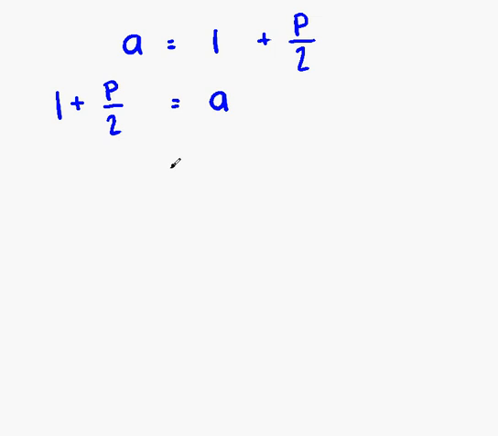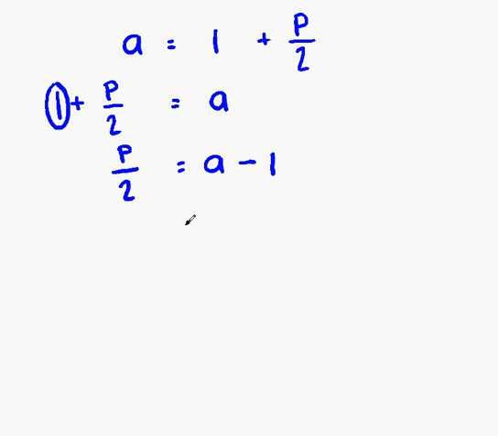The simplest thing to do next is to move the 1. 1 on the left hand side means plus 1. If we are to change its side, then it becomes minus 1 when we move it. So we have P over 2 equals A, and we have minus 1. So now we have P over 2 equals A minus 1.